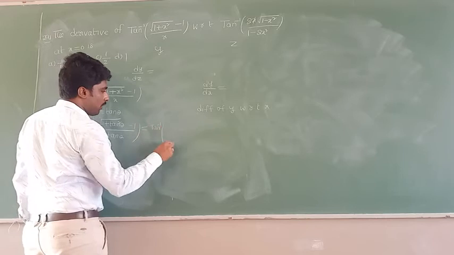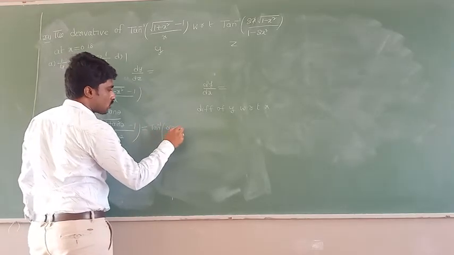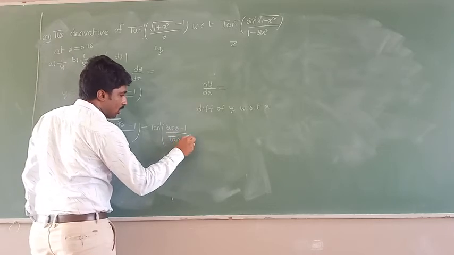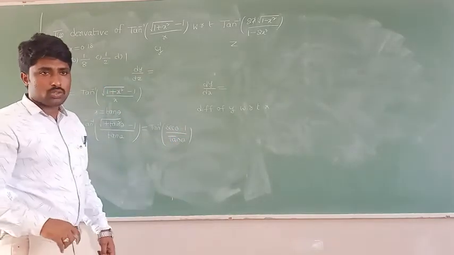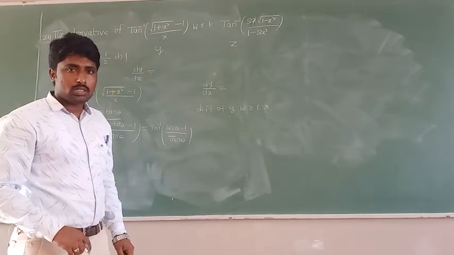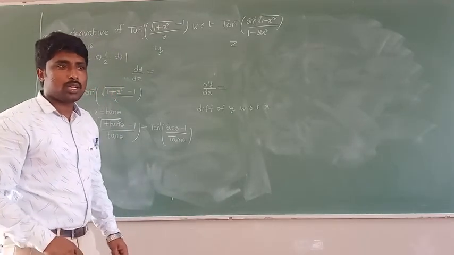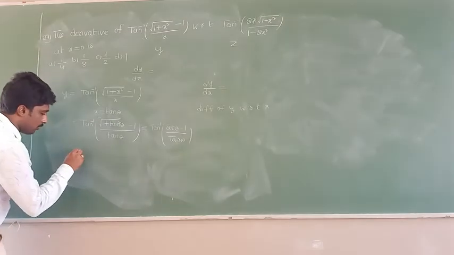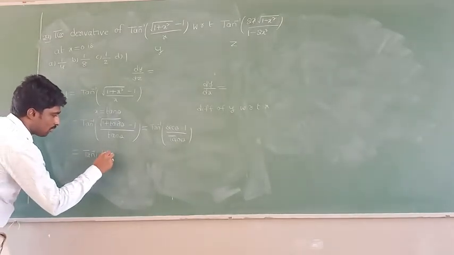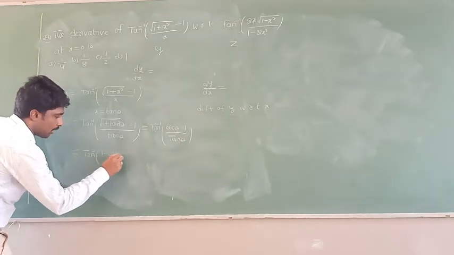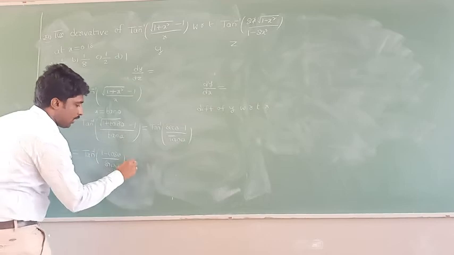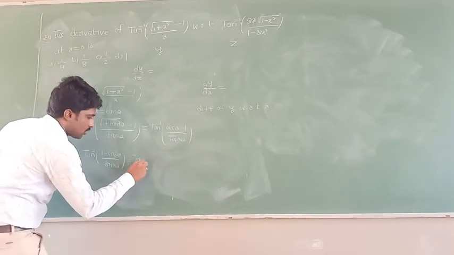Tan inverse of secant theta minus 1 by tan theta. Okay. So this secant theta I can write like this, 1 by cos theta. This tan theta I can write like this, sin by cos theta. If I take LCM, finally I will get tan inverse of 1 minus cos theta by sin theta. Okay, by using trigonometric formulas, so this one is what?